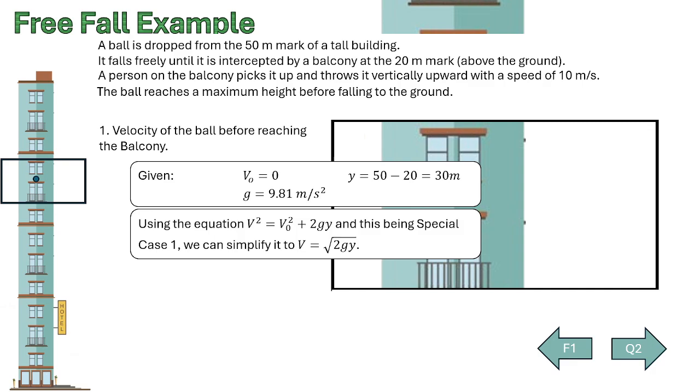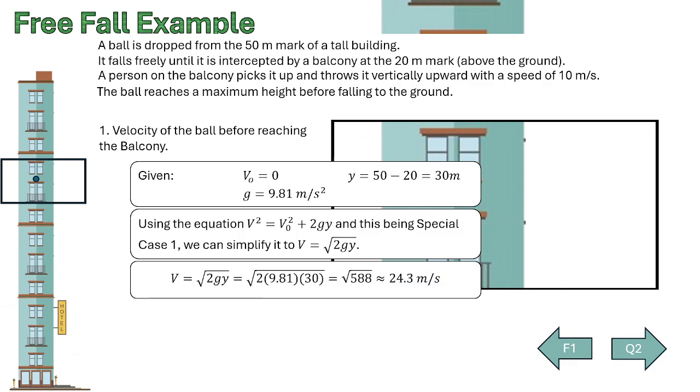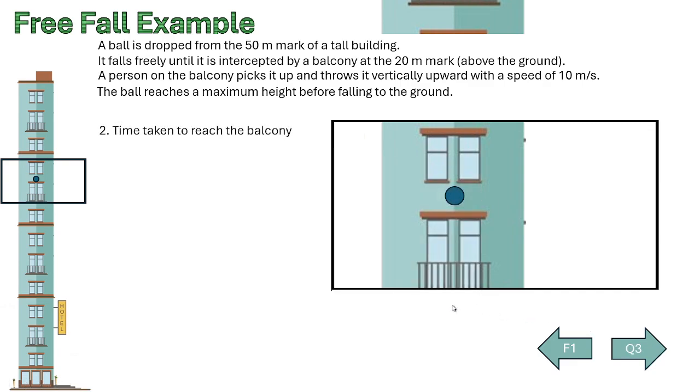Using the equation v squared is equal to v naught squared plus 2gy, because this is special case 1, you can simplify this into v is equal to square root of 2gh. So our solution is v is equal to square root of 2gh, which is equal to square root of 2 times 9.81 times 30, which is square root of 588, approximately equal to 24.3 meters per second. So that is the velocity of the ball before impacting the balcony.